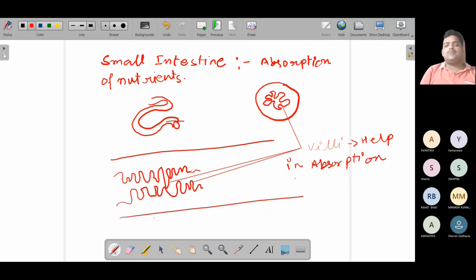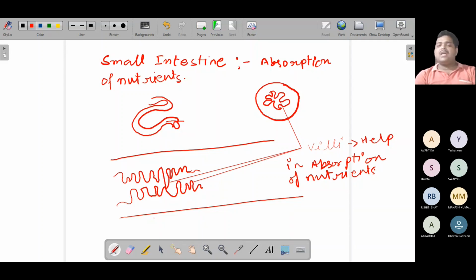Villi help in absorption of nutrients. So after the small intestine, where does the food go? Sir, large intestine. Large intestine. So food goes in the large intestine. After this, the food enters into the large intestine.